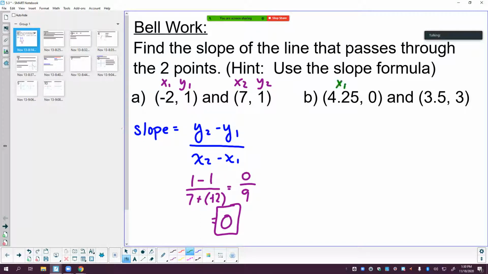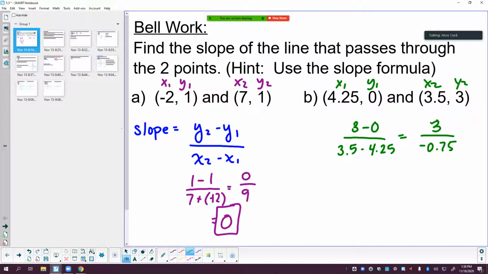So you have x1 and y1, x2 and y2. Filling that into my slope formula, y2 minus y1, or 3 minus 0. x2 minus x1, or 3.5 minus 4.25. So 3 minus 0 is going to just give me 3. 3.5 minus 4.25, that's going to be negative 0.75, or negative 3/4 if you did it that way.